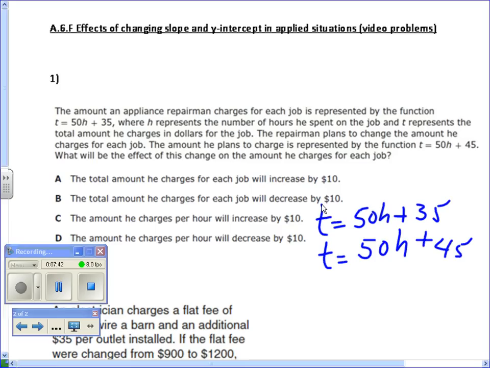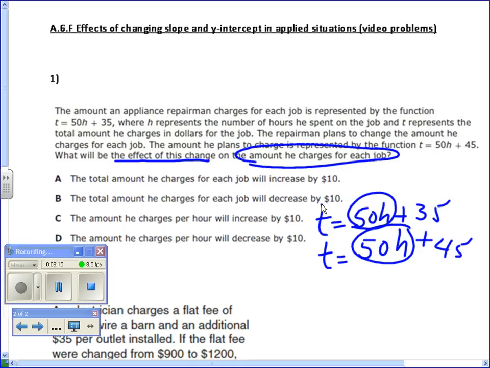Something in this case changed, namely the beginning amount, the flat fee he's charging. You can see that the slope in both cases stayed the same. The only difference between the two functions is that the beginning point, the y-intercept, is different. It went up from 35 to 45. But if you focus on the question itself, it says, what will be the effect of this change on the amount that he charged for each job? That means it's referring to the total amount.